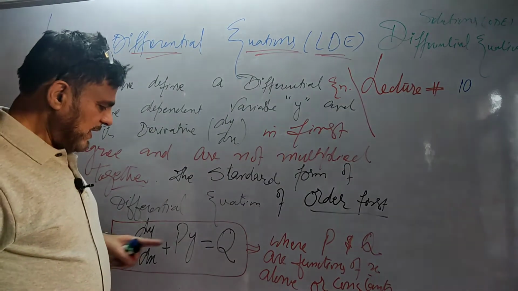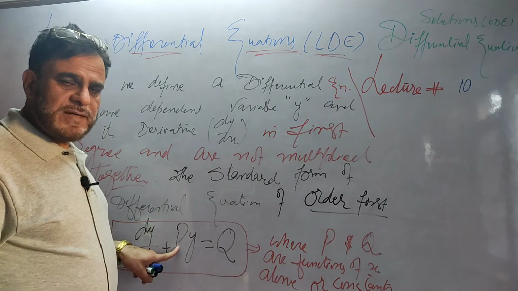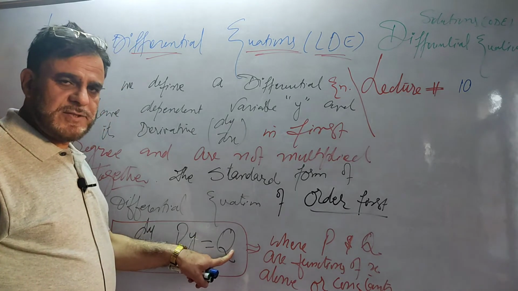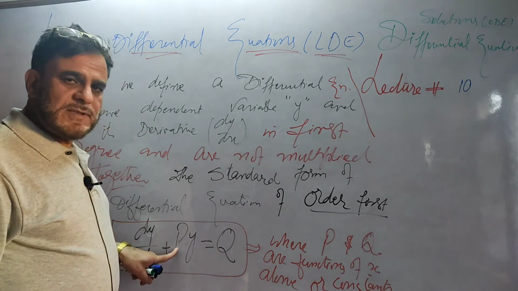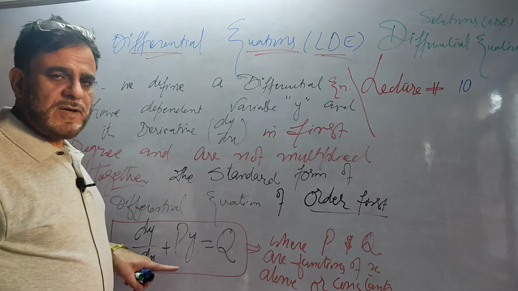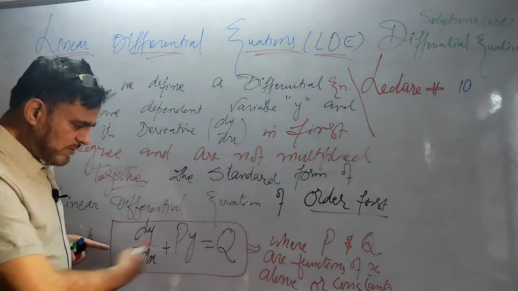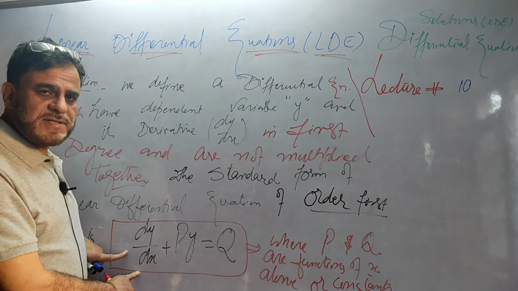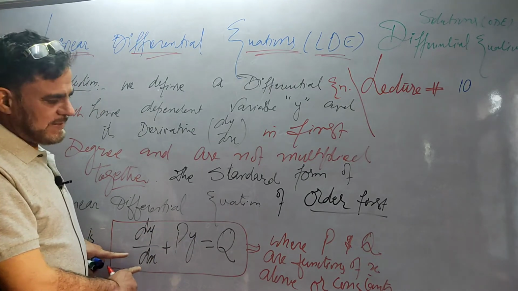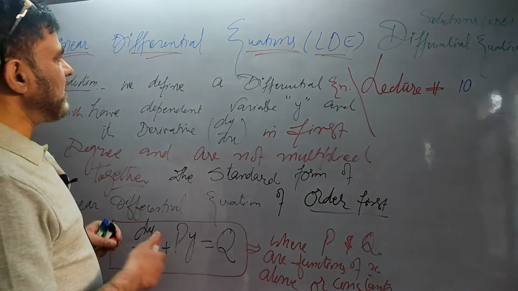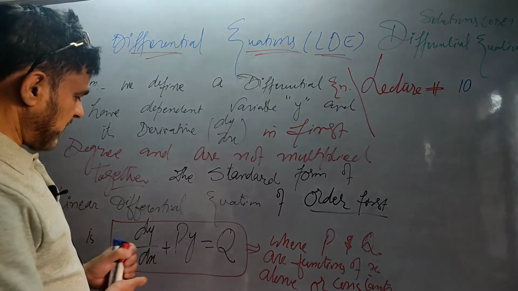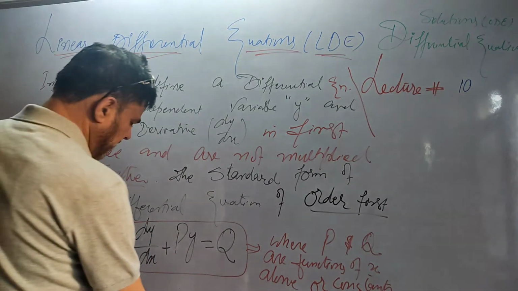What do we mean by this? You don't find any y in p, you don't find any y in q. It is either a constant or a function of x. Y occurs throughout in the linear form, and dy by dx is in the first degree and first order. This we define as the linear differential equation of first degree and first order. Degree is also 1, order is also 1.